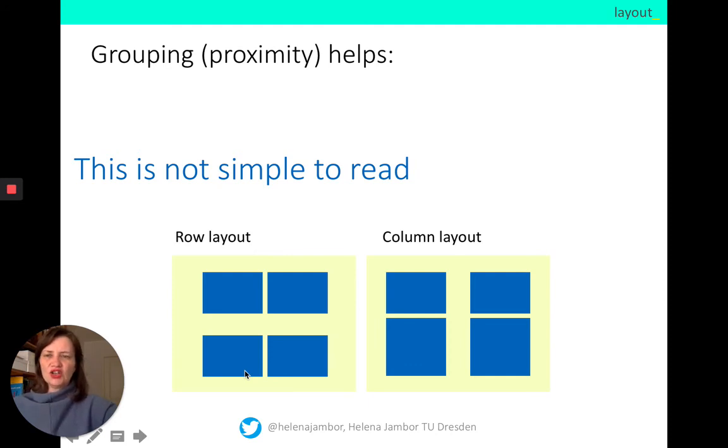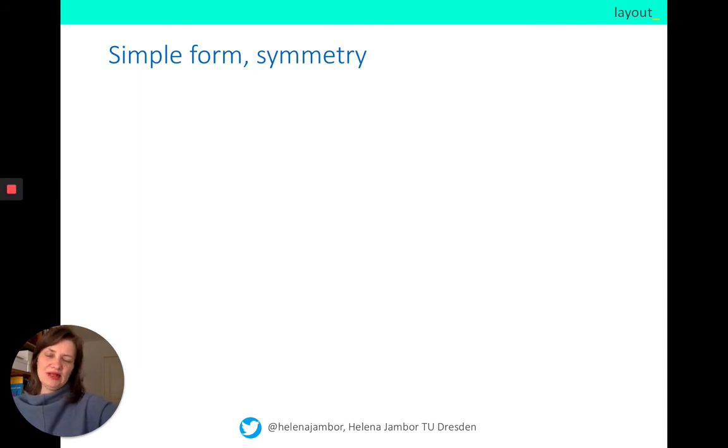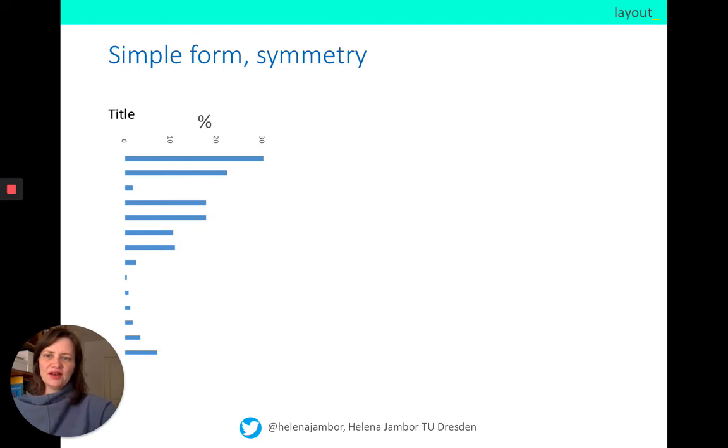Okay, so knowing a little bit about Gestalt principles can help you to design better figures. One more Gestalt principle that is good to know about is that of simple form and symmetry. So now we can no longer show that with the letters. We switch to an actual visualization, now a chart. So here we have a bar chart with some random title, percentages, and not very nicely arranged numbers. And the bars are sort of scattered all over and not arranged by size.